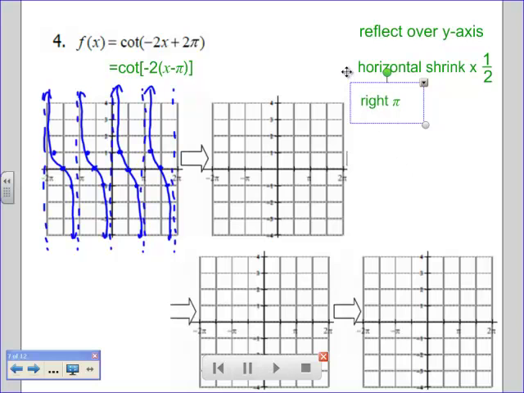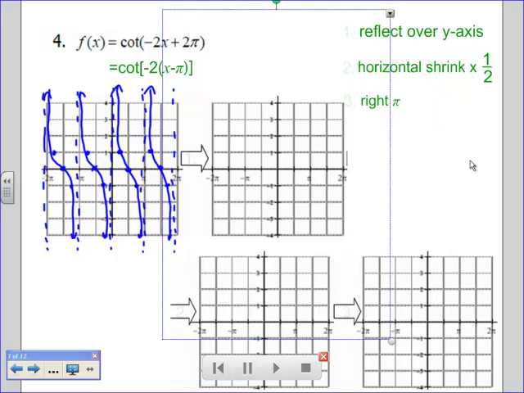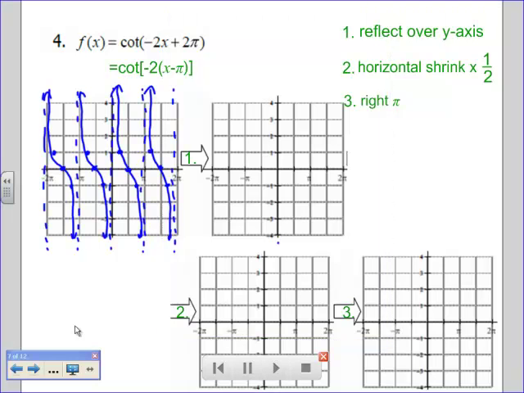Again, since I've got multiple transformations, make sure that you're numbering these so that I know which graph you're doing as you're doing it. Reflections and shrinks can come in any order, those first 2. So you could have them flip-flopped if you want. I'm going to do them in the order I have numbered here. Start off with the reflection over the y-axis. The cotangent basic graph has all the asymptotes at the pi's. When I reflect over the y-axis, they're going to remain at the pi's.